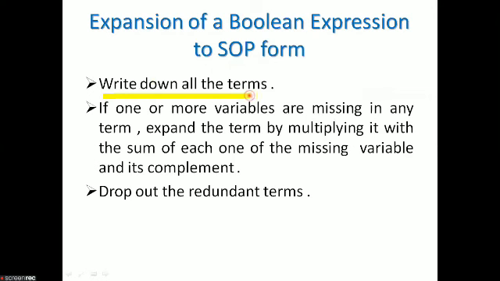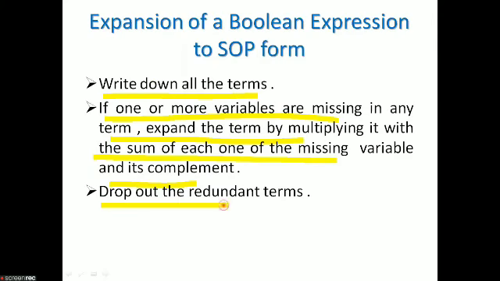This is the first point: write down all the terms. Next, if one or more variables are missing in any term, then expand the term by multiplying it with the sum of each of the missing variables and its complement. Next is to drop the redundant terms. Now we will apply these points in an expression and see how we will be finding the max terms and the min terms.